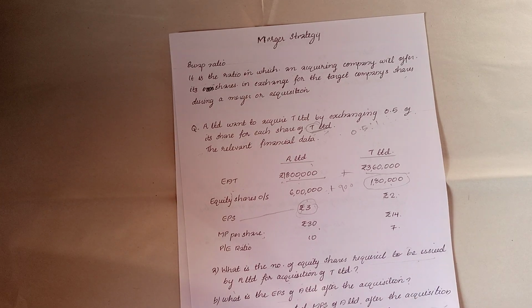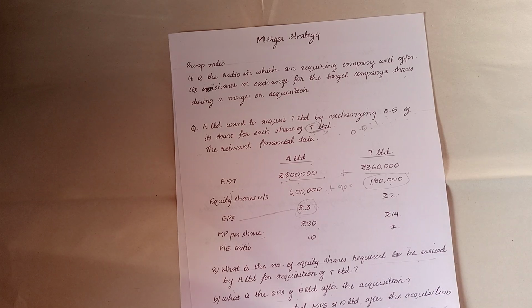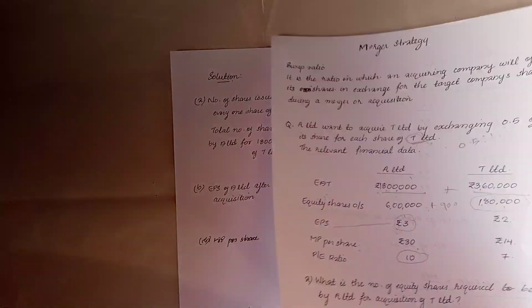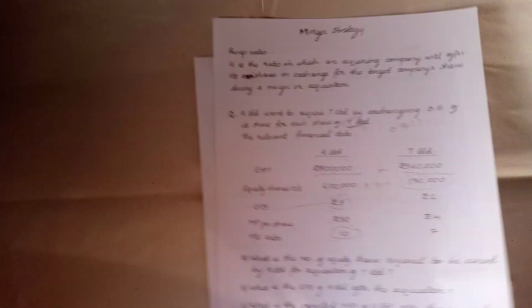If a question is given to find the market price of A Limited, which is an acquiring company, we need to find the new market price per share. The old market price is already given in the question. We need to find the new market price. Here it is given that the PE ratio remains unchanged. So we have to take the PE ratio of A Limited. How can we calculate this? Before that, we need to look at an equation.